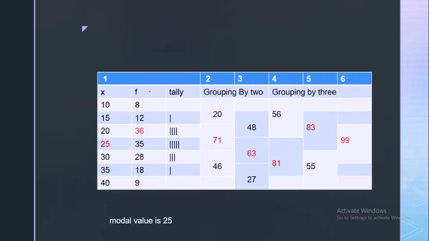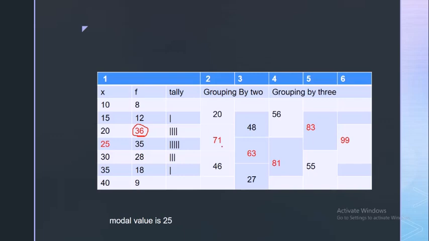Now see what I have done. In column 1 under the frequencies, I know that the maximum number is 36. So I marked it as 36 in red. If you want, you can just draw around it like this. That is what you will do in your answer sheets.